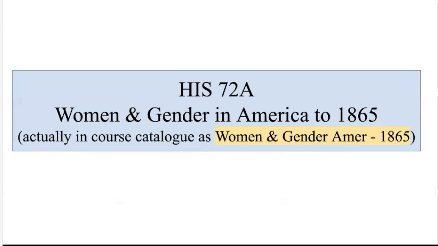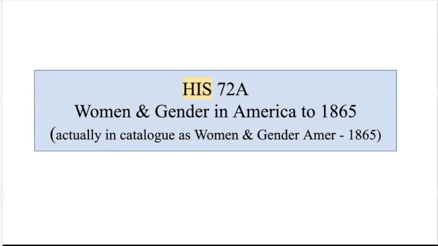HIS 72A, Women and Gender in America to 1865. There is a great deal left to interpretation right from the start to figure out what this class might be about. Just getting to the full course title, this is actually in the course catalog as Women and Gender in America to 1865. So just getting to the full course title takes some knowledge that the university simply assumes that you have.